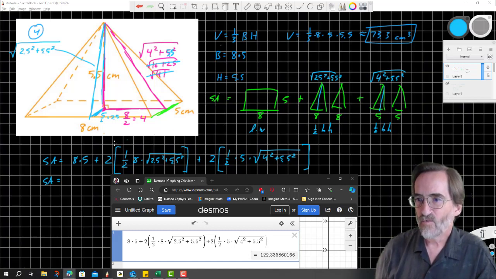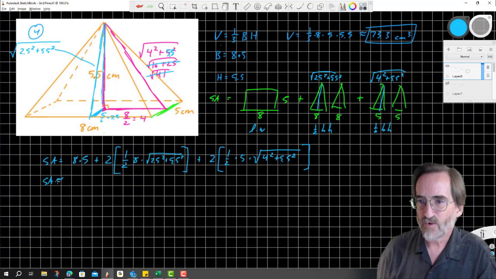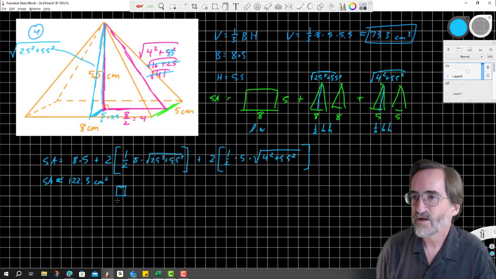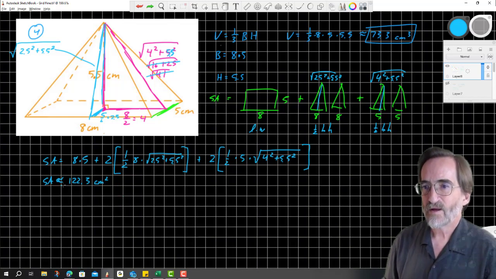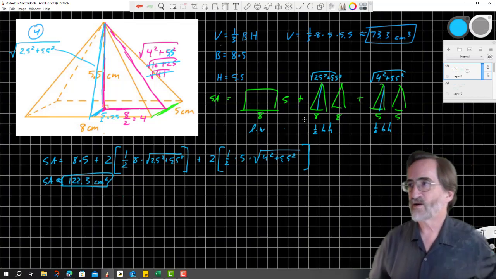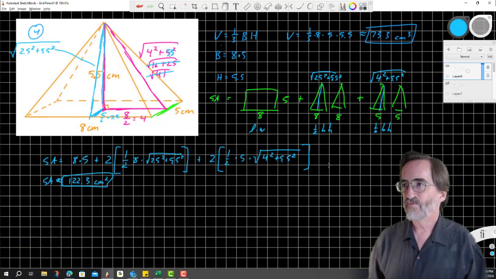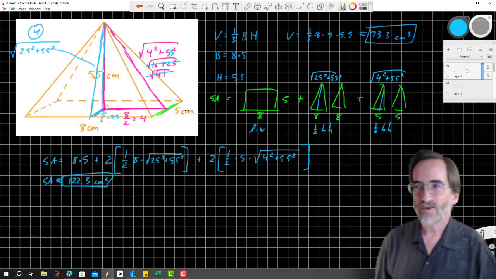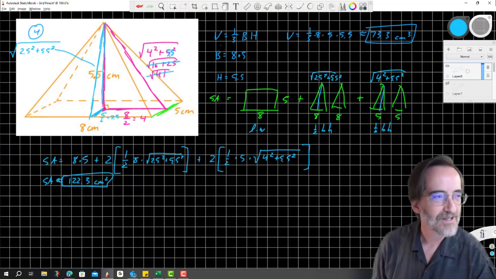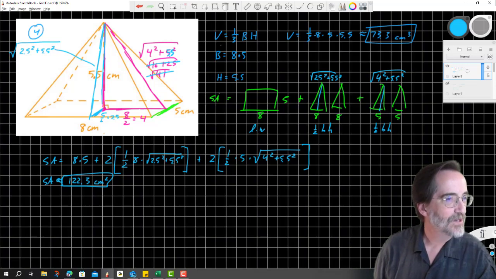122.3. So approximately 122.3 square centimeters, because this is how many postage stamps can cover the surface. Okay, so surface area and volume. All right, that surface area was ugly, wasn't it? All right, next one, that's number 4. So next question is number 5.